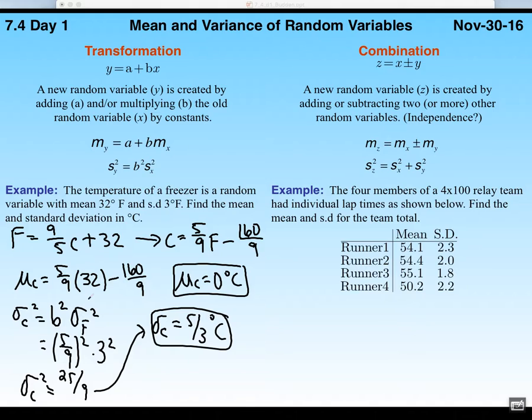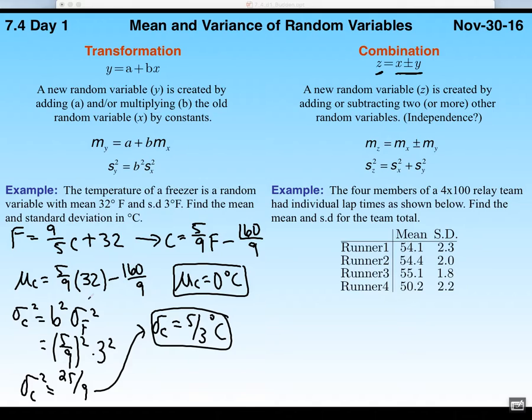That's a transformation. Combination, on the right side, is when a new random variable, I'm calling it z, is created by adding or subtracting two or more other random variables. So in this case, I'm adding or subtracting my two variables x and y, and I'm making this variable z. Mean is easy to find. If you do x plus y, then all you do is add the means. If your formula is x minus y, then you just subtract the means, and that will give you the mean of z. The variance is more difficult.